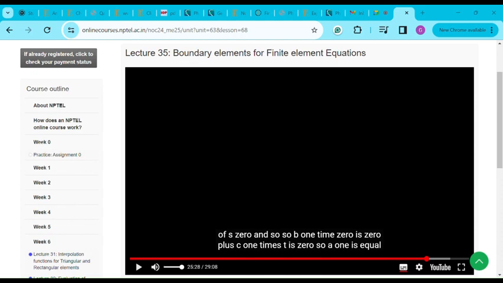What do we mean by F1? When you have this format, the right hand side will be a column matrix with F1, F2, F3, F4. F1 is equivalent to the flux on node 1.